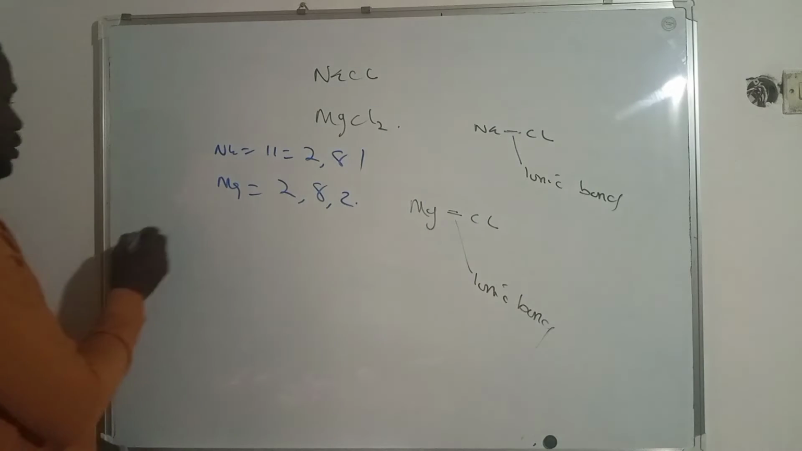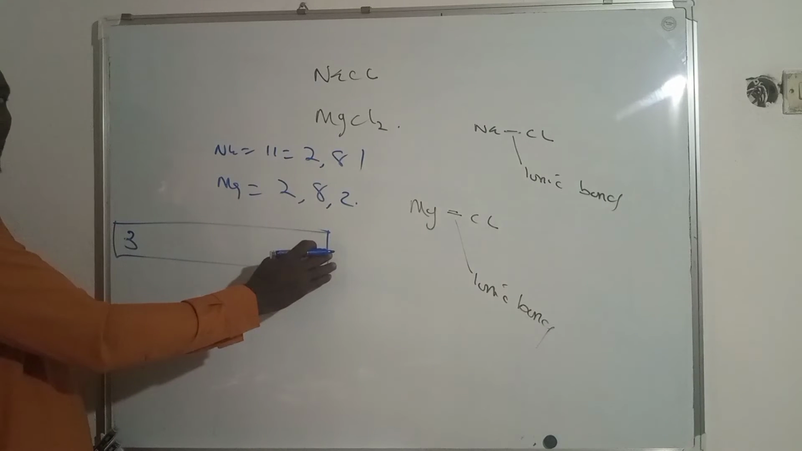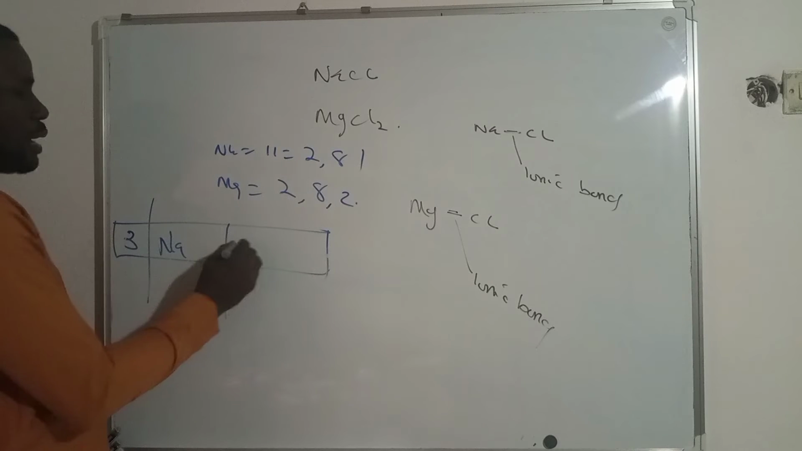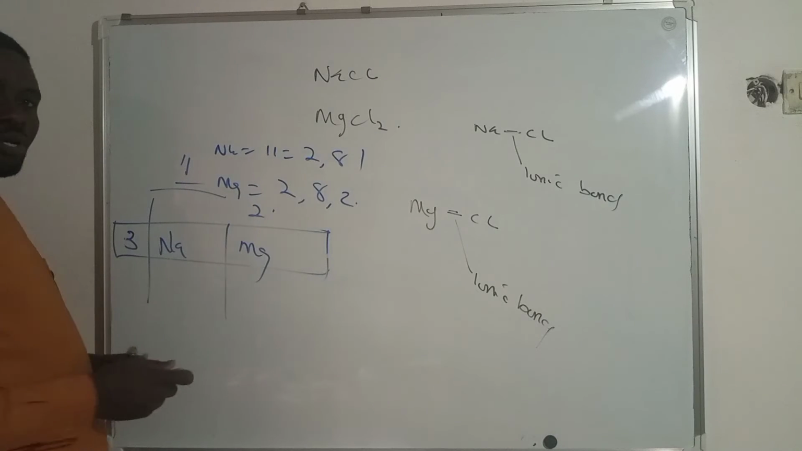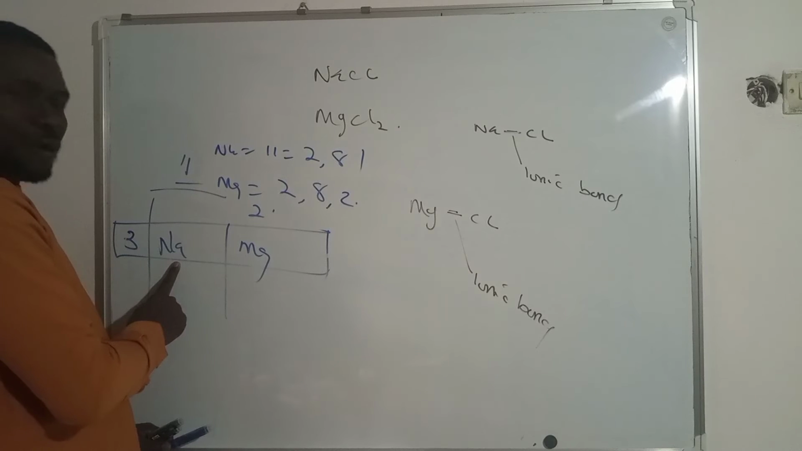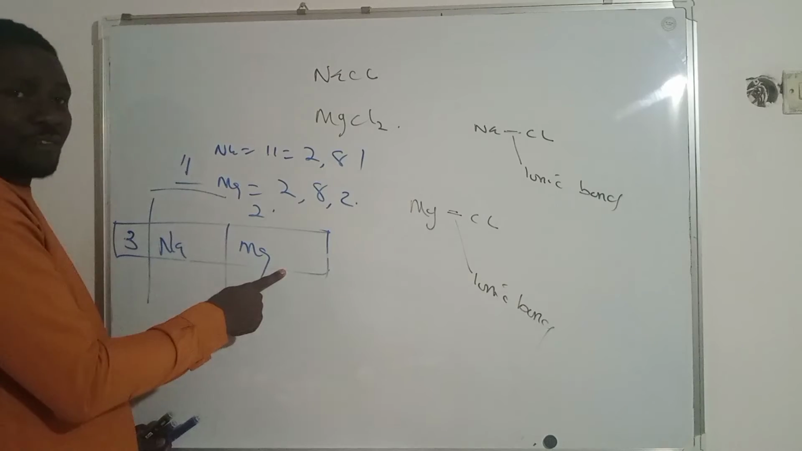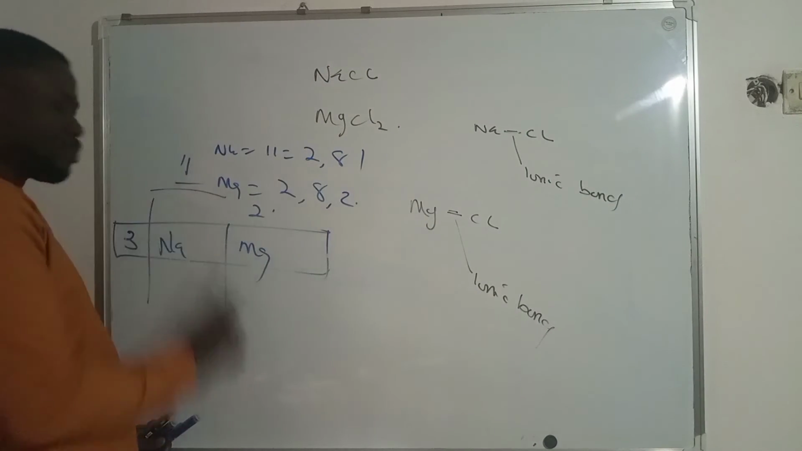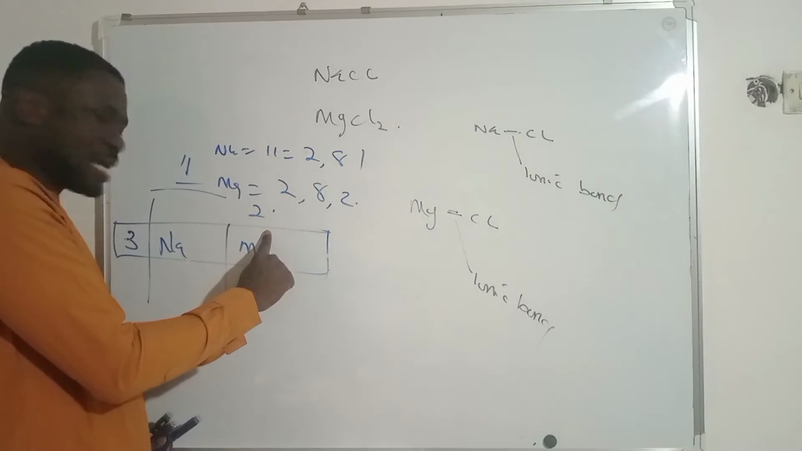So supposing this is period 3, it means that sodium is here and magnesium is here, where here is group 1 and here is group 2. You can now see, as you move from left to right, you meet sodium first before magnesium. It means that sodium is more electropositive than magnesium. Remember we said that as you move from left to right, electropositivity decreases. And so the electropositivity of magnesium will be less than that of sodium.